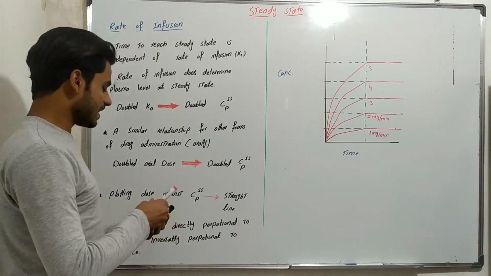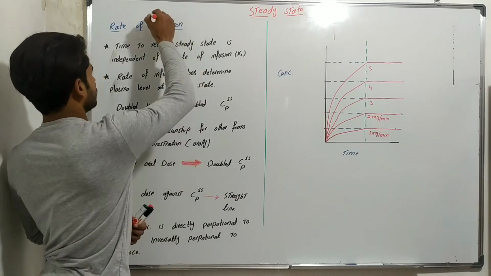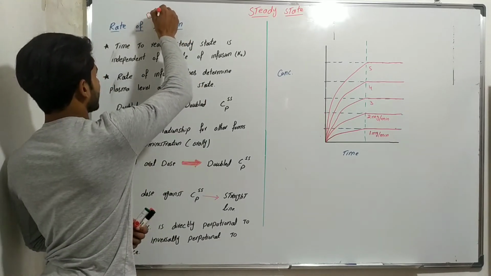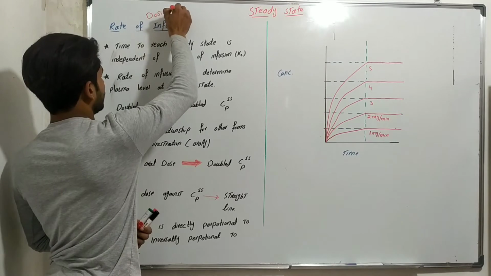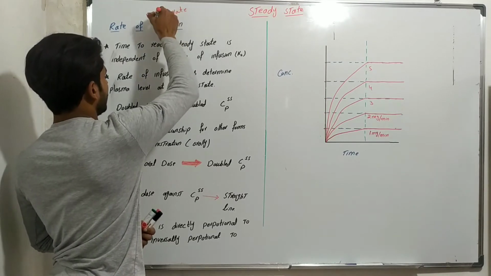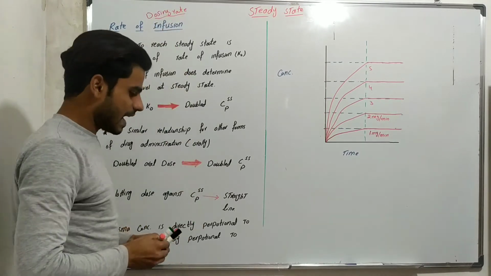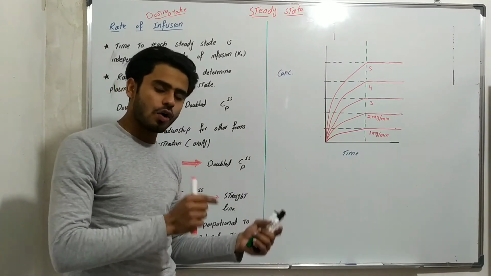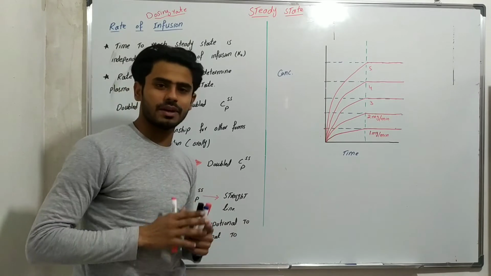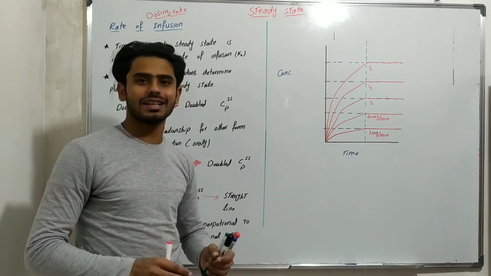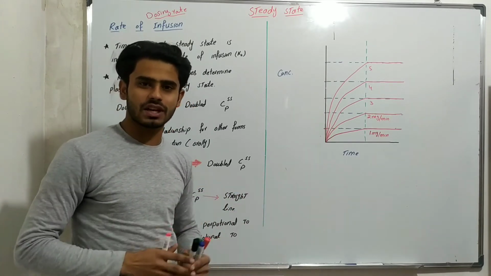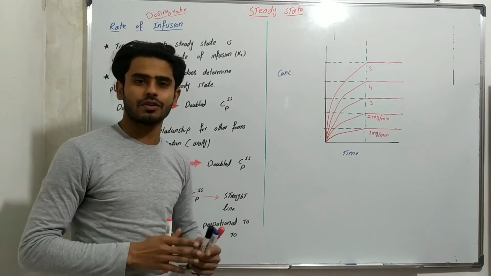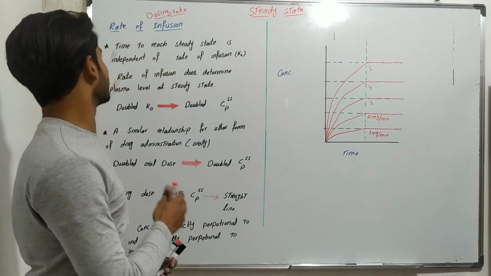Rate of infusion is the dosing rate. What does dosing rate mean? It means how much amount of drug we are taking per unit time. How much drug we are taking in 1 minute, in 1 hour, or in 1 day. That is called the rate of infusion.